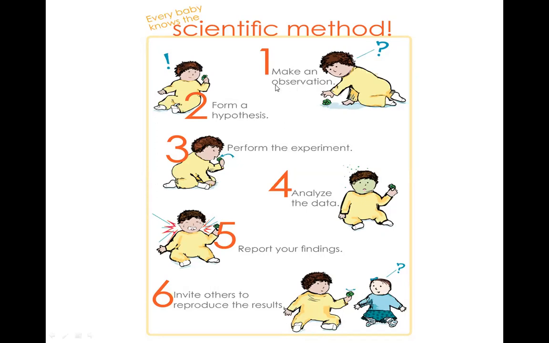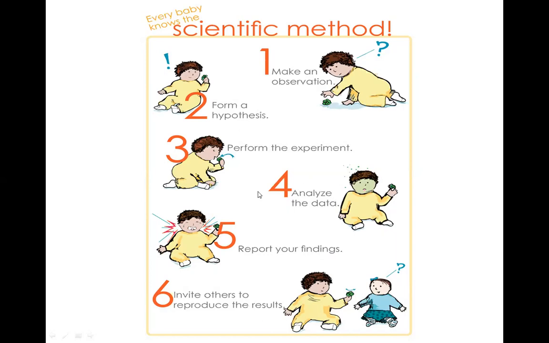First of all, what we are doing, we are making an observation. Then we are forming a hypothesis. Then we are performing the experiment. Then on the basis of the experiment, we are analyzing the data. Then we are reporting our findings, and then we are inviting others to reproduce the result or for research, isn't it? So if we are getting this picture, I think you will be able to know how the scientific method of doing an experiment works.